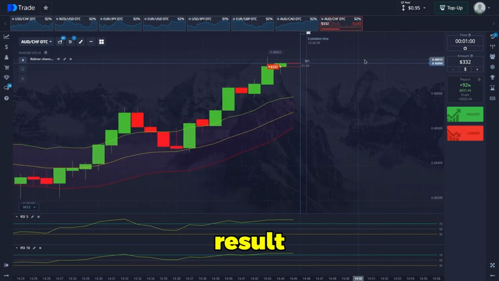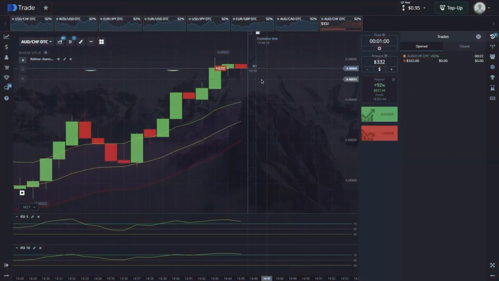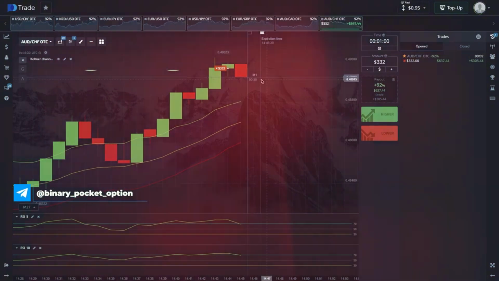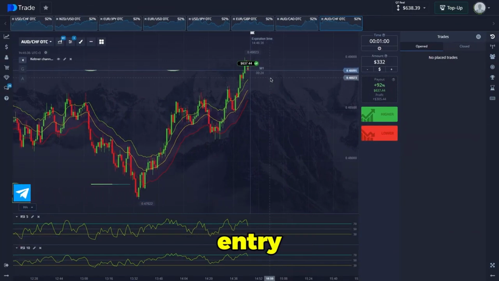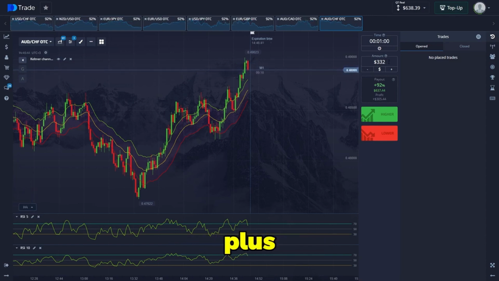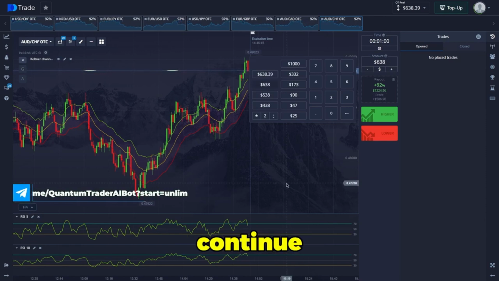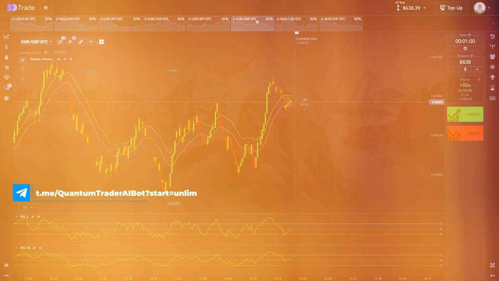Let's look at the result of this trade. We have about 25 seconds left before completion. And our next deal closes in A+ again. As you can see, we had absolutely the same entry logic as in previous transactions. And anyway, the deals close in A+. We will change the amount of the transaction value again and continue our trading and select the next currency pair.